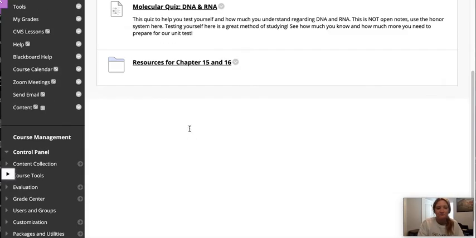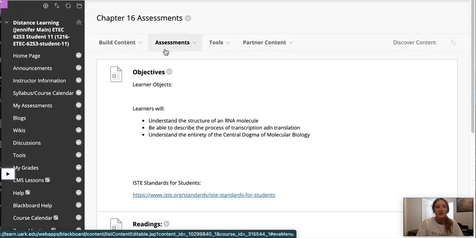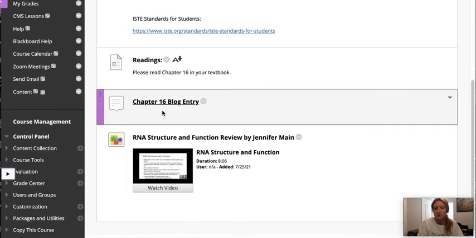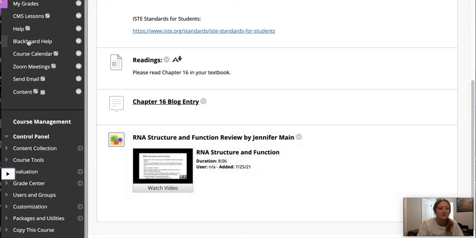DNA replication. I also did the same thing for my chapter 16, objectives, reading. I also have a blog entry, and then I also created something that the students could look at and read for me going over RNA and its function.